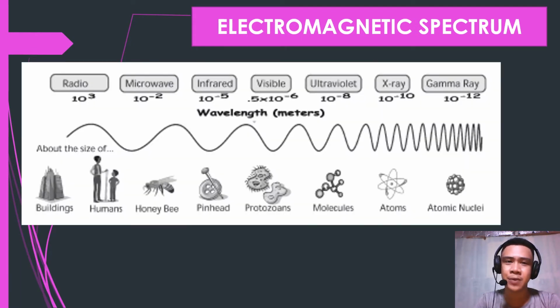So notice the wavelength is longest in what? In radio waves. That is about the size of buildings or humans, and it gets shorter as it goes to gamma rays. If we are going to analogize the wavelength of gamma rays, it is comparable to atomic nuclei, whereas visible light is comparable to protozoans. We have the microwave, comparable to a honey bee. That's how their distance or length is when we talk about their wavelength.